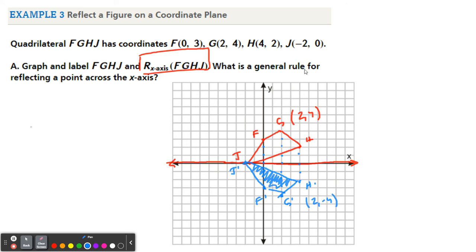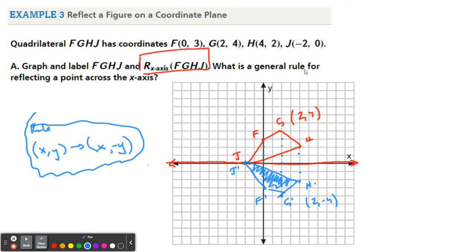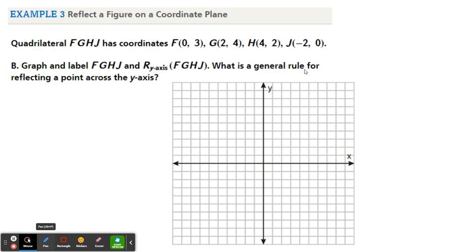So here is our rule for reflection across the x-axis. If we're going to reflect across the x-axis, our point x, y is going to become x the same, but y opposite. And there's our rule. And again, you need to think of this negative y as the opposite of y, right? Opposite of y. Okay, so let's do something similar across the y-axis in the next example.